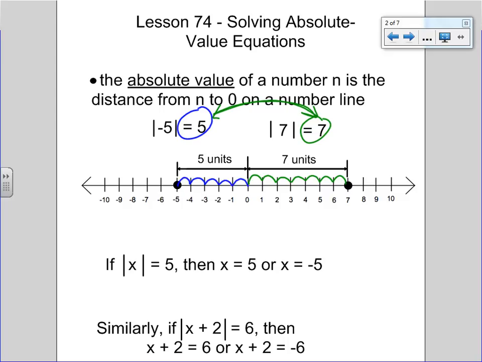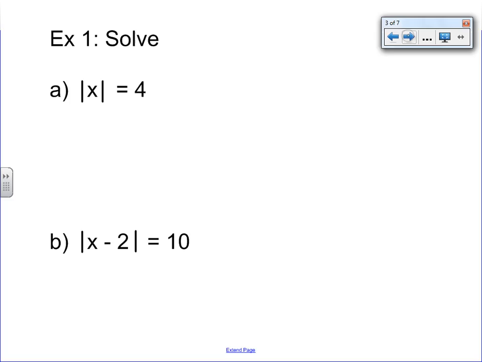If the absolute value of x equals 5, then x equals 5 or x equals -5. Okay? Both of those give us an absolute value of 5 because they're both 5 units from 0. Similarly, if the absolute value of x plus 2 equals 6, then x plus 2 equals 6 or x plus 2 equals -6. And this is what's important for today's lesson. I'll go ahead and we're going to talk about some examples with that.